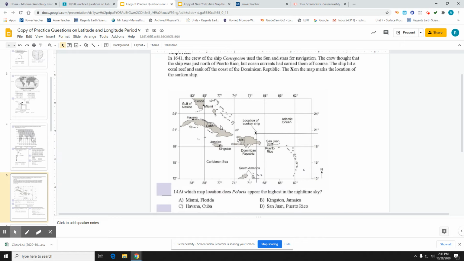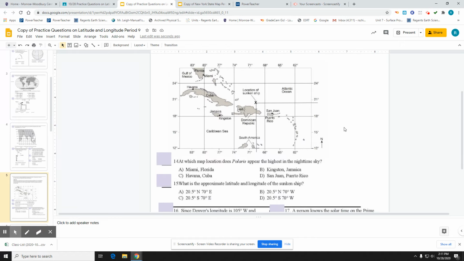Let's go to question number 14. At which map location does Polaris appear to be highest in the nighttime sky? So that would be the highest latitude. So Miami would be the location.